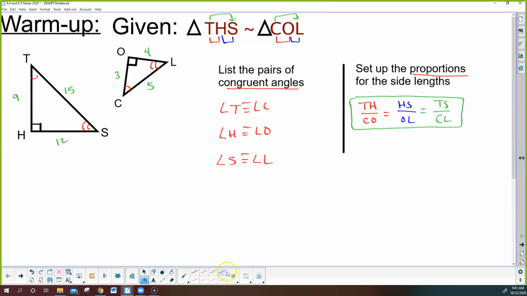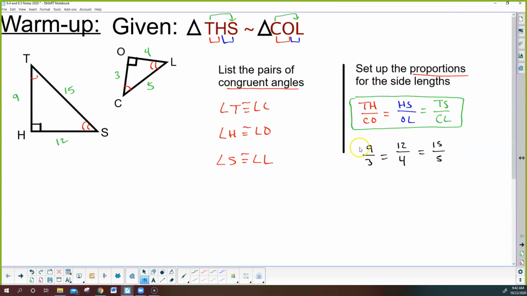All right, so let's say I gave you this picture and I asked you to find the scale factor. Well, what would you do? You would take the ratios of these sides. Now look, TH is the small one on this side, so I'm going to compare it to the small one on this side. So I'll say 9 over 3. And then what is HS? HS is 12 over OL. OL is 4. All right, and then TS is 15 over CL, which is 5.